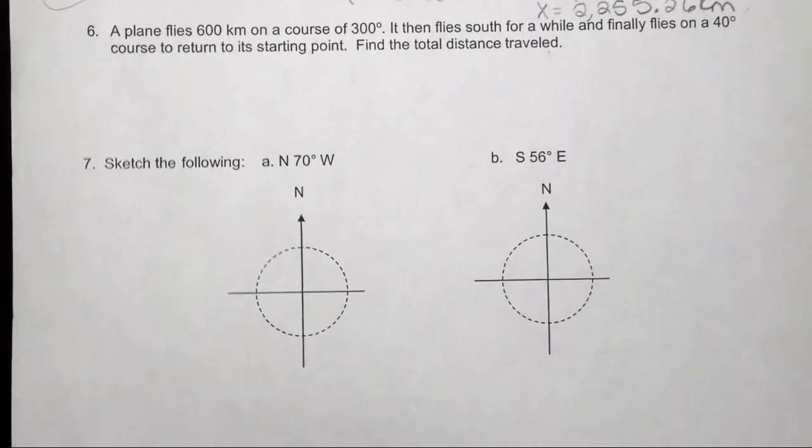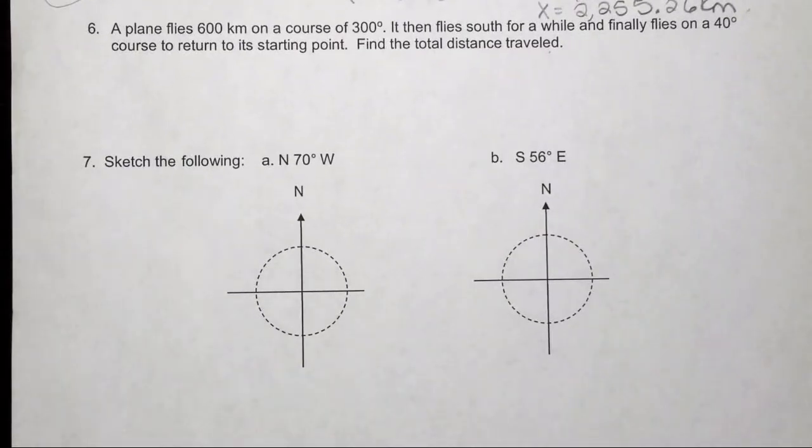All right, number 6. A plane flies 600 kilometers on a course of 300 degrees. It then flies south for a while and finally flies on a 40-degree course to return to its starting point. Find the total distance traveled.